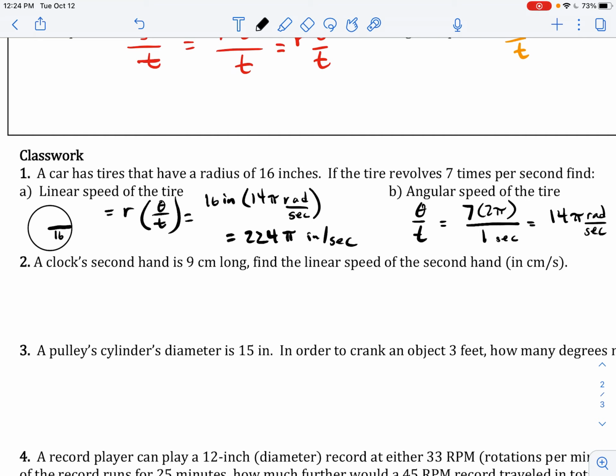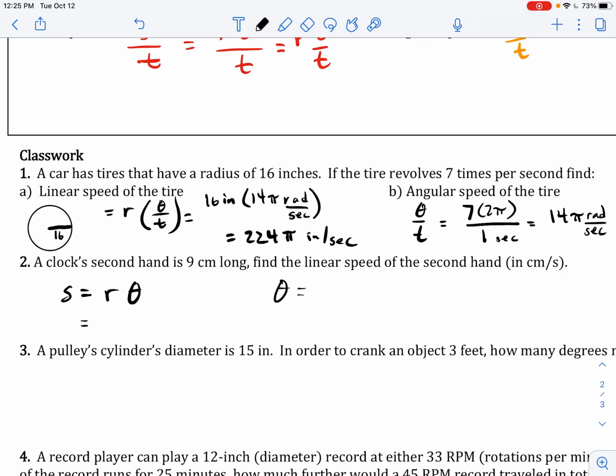Okay, all right, what about a clock's hand now? So if a clock's hand is 9 centimeters long, s is equal to r theta is our arc length. Find the linear speed of the second hand. Well, let's figure out our angular speed. So in centimeters per second, let's think about this.